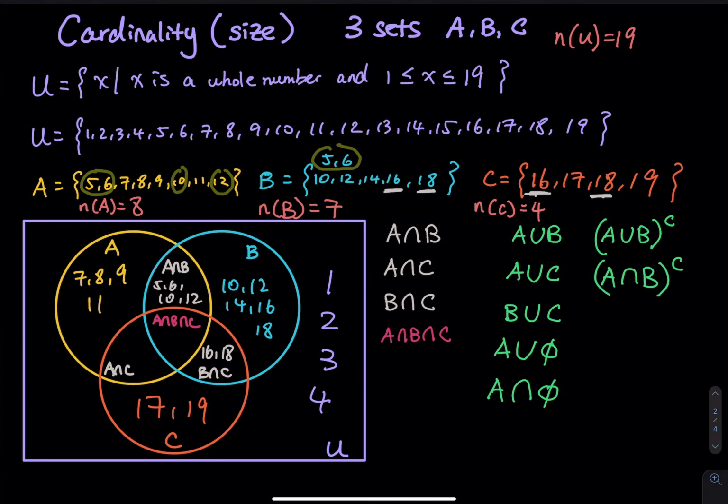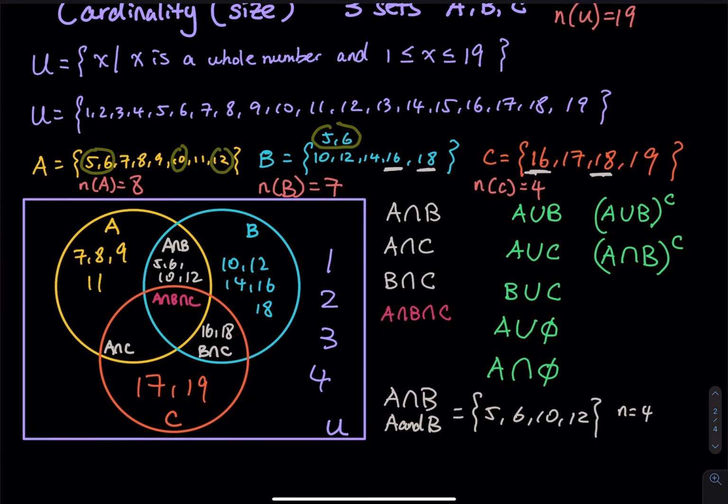Okay, first, A and B. How many elements are in A intersect B? This means what A and B share in common. So that is 5, 6, 10, and 12. What's the cardinality? The cardinality is 4, right? I will just write n equals 4. I understand what it is, but the textbook wants to do everything formally. So they write n of A intersect B equals 4.